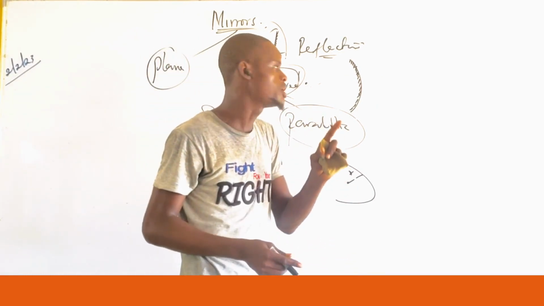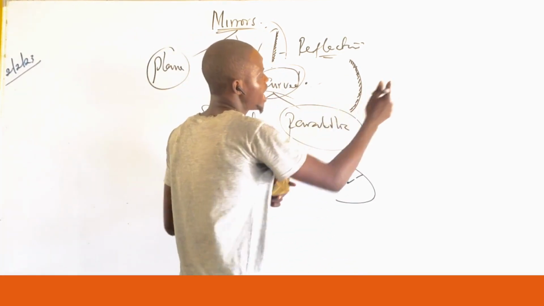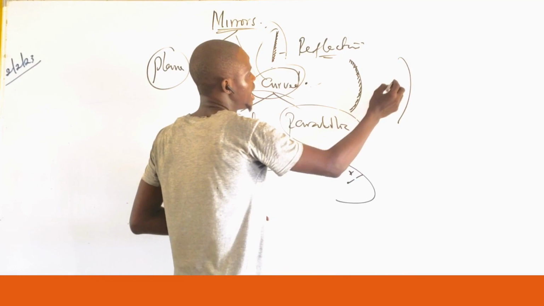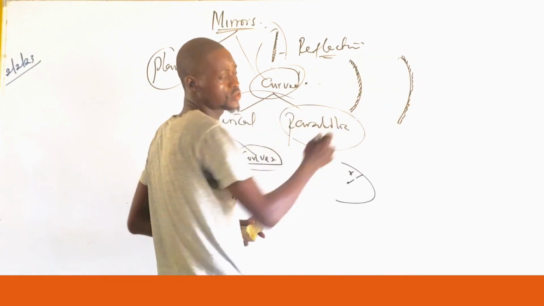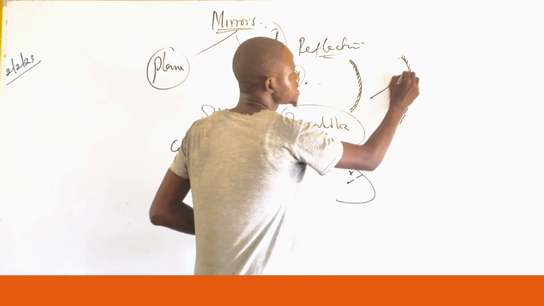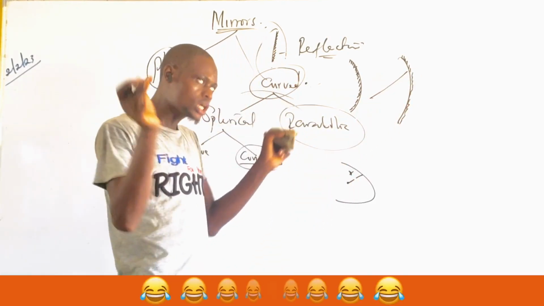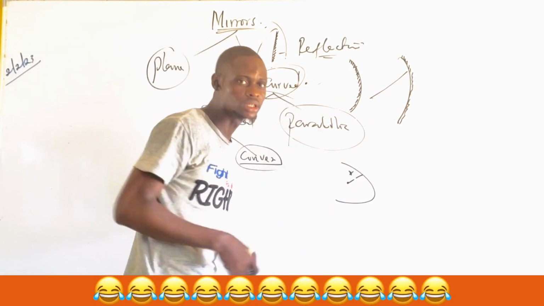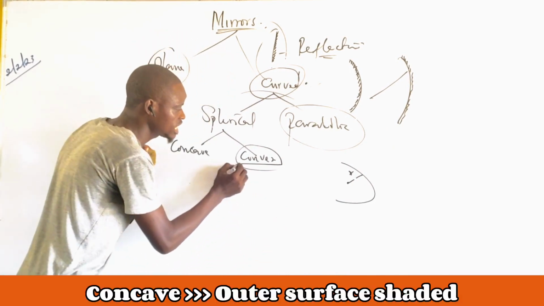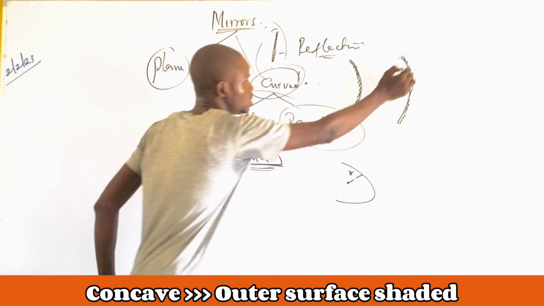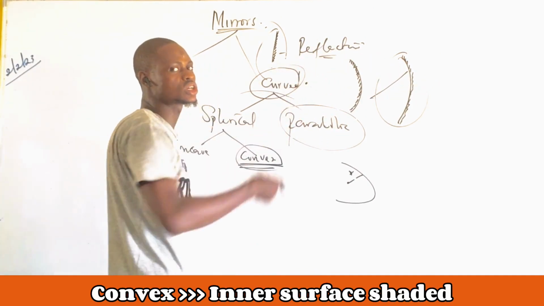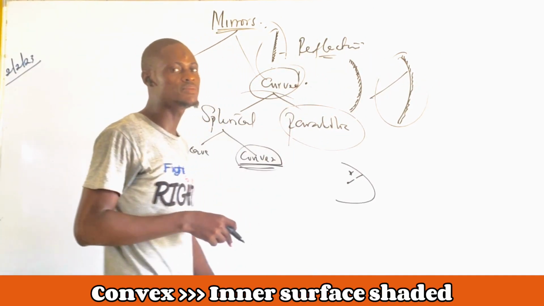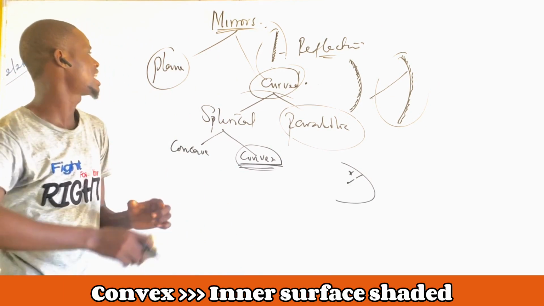A convex mirror. But if the outer surface is shaded while the inner surface is left as a reflecting surface, it is known as a concave mirror. So we can have a concave mirror and a convex mirror. This is concave, the outer surface is shaded. This is convex, the inner surface is shaded. That is the two types of mirror that we'll have.